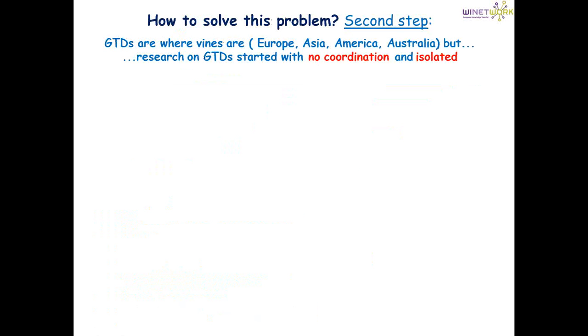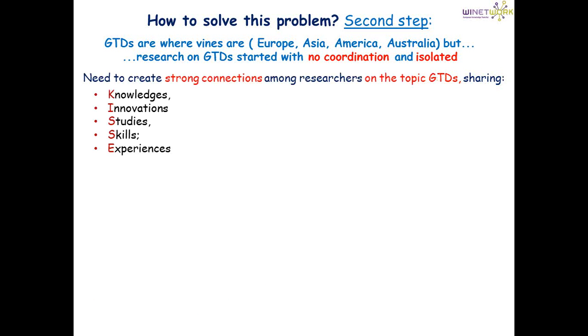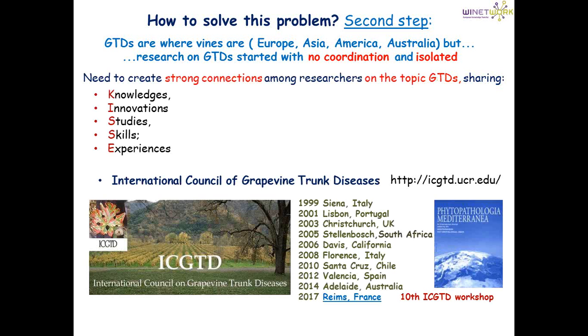The second step was to coordinate these studies, because research on GTD started without coordination, and researchers worked in isolation. The first attempt to coordinate the research was the International Council on Grapevine Trunk Diseases, started in 1999, and since then this council has organized several meetings just to allow researchers to share their knowledge, their experience, and their studies on GTD.